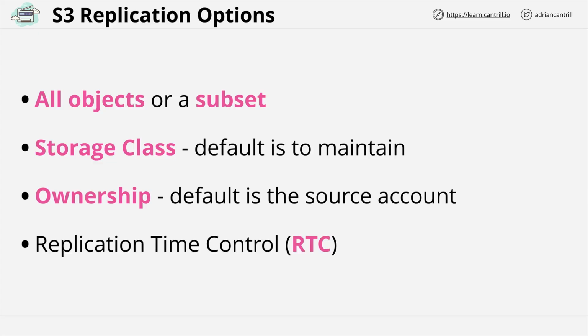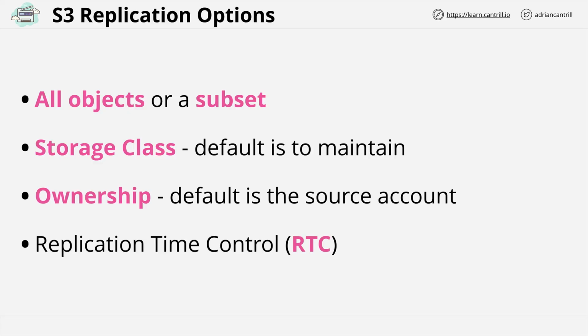And lastly, there's an extra feature that can be enabled called Replication Time Control, or RTC, and this is a feature which adds a guaranteed 15-minute replication SLA onto this process. Now, without this, it's a best efforts process, but RTC adds this SLA. It's a guaranteed level of predictability, and it even adds additional monitoring so that you can see which objects are queued for replication.